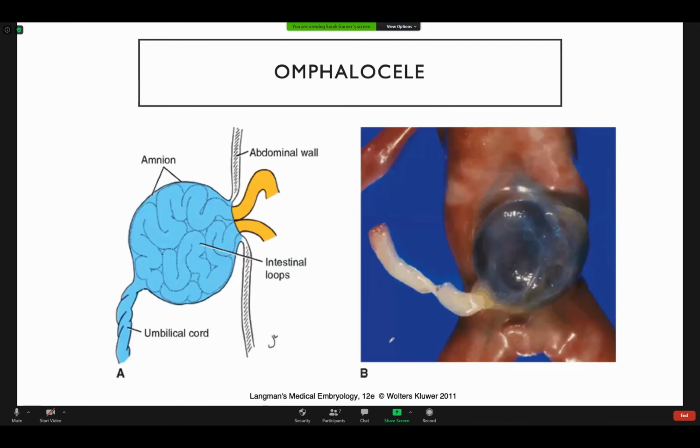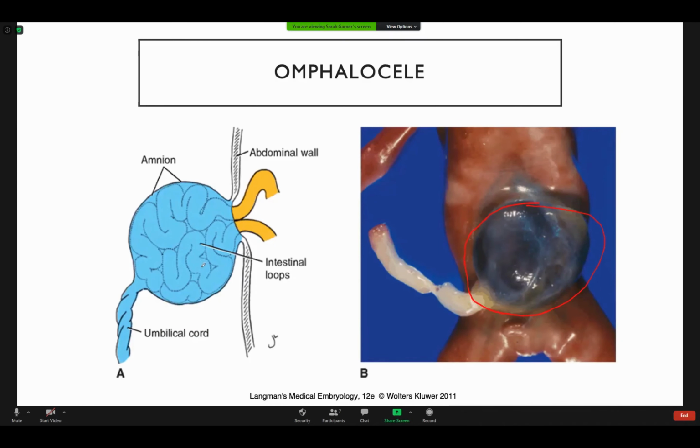So this should be familiar. This is when you get the intestines that are going through the abdominal wall, kind of like we saw earlier with the gastroschisis, but this one looks a little bit different because it's actually in a sac. So these are pushed out inside that amniotic sac, but they're covered by peritoneum.